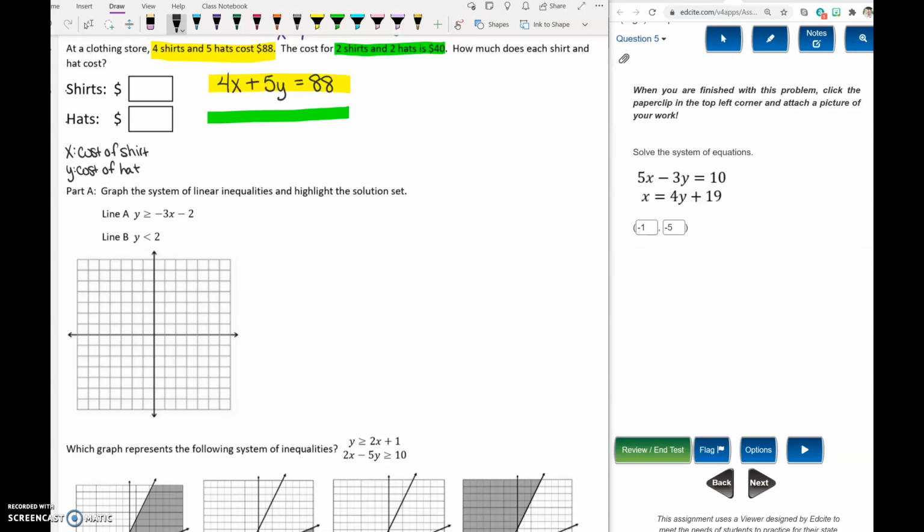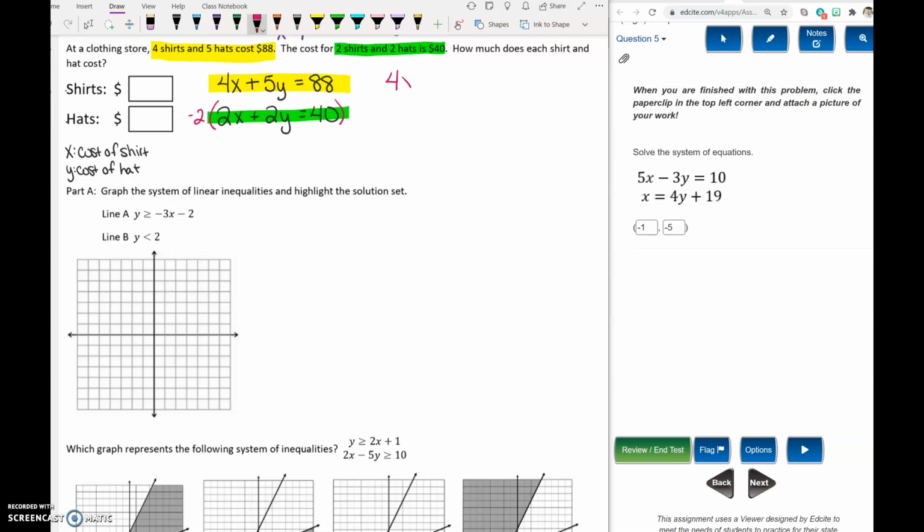The second equation is very, very similar. 2 shirts, 2 hats, and that's a total of $40. Now you can solve this system. I personally would do this by elimination, by multiplying by -2.